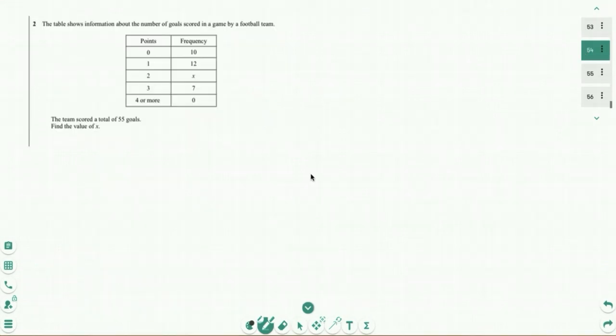Now for some word problems. The table shows information about the number of goals scored in a game by a football team. So let's have a read through this table. So 10 games, they scored 0 goals. So frequency just means the number of games, all right?